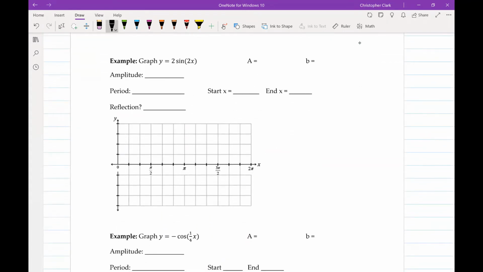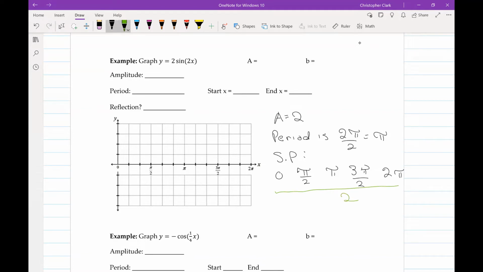So we'll do 2 sine of 2x. So from this, we know the amplitude is 2. The period is 2 pi divided by 2 equals pi. So now I'm going to take my special points, which are 0, pi over 2, pi, 3 pi over 2, and then 2 pi. Now I'm going to do the same thing to my special points as I did my period, right? So that I can figure out what my graph's going to look like. I'm going to divide it all by 2.